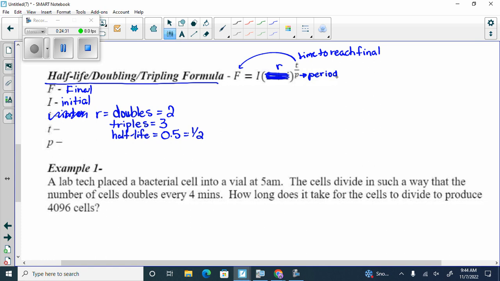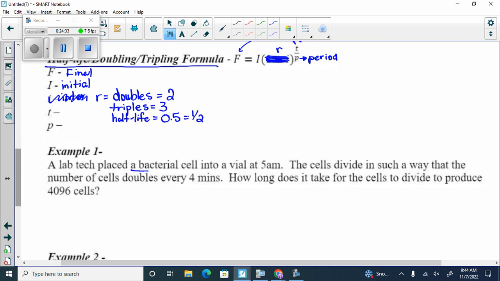So here we have a lab tech placed a bacterial cell. So my initial is 1 into a vial at 5 a.m. The cell divides in such a way that the number of cells doubles. So what does doubles tell me? R is 2. It doubles every 4 minutes. Is that T or P? P, because the period of doubling is every 4 minutes, right? 4 minutes I double, I double, I double, I double. So if it doubles every 4 minutes, that's a period. That's how often it repeats itself, right? So it's 4 minutes.